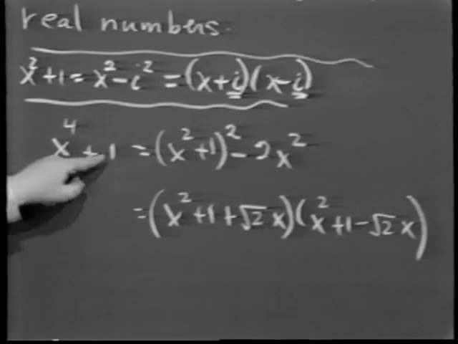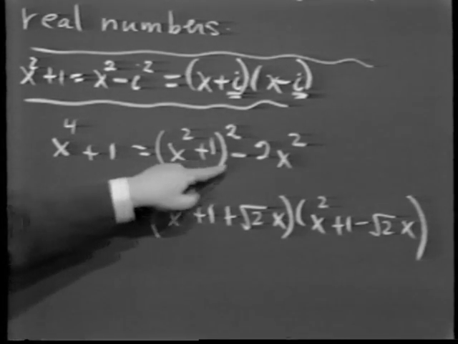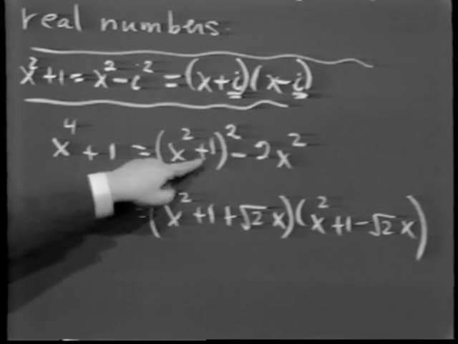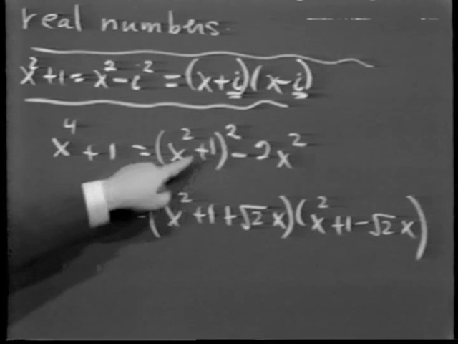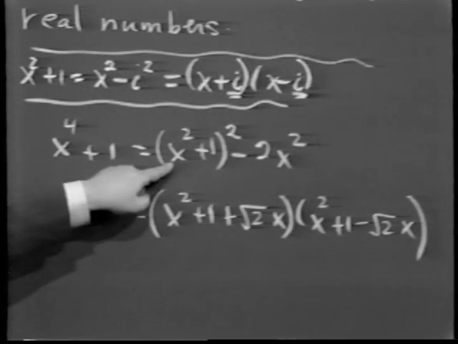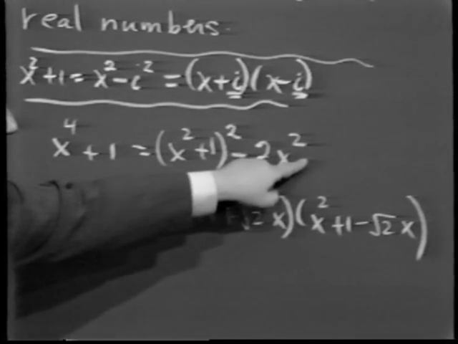For example, with x to the 4th plus 1, we can write this in the disguised form x squared plus 1 squared. So that's what? x to the 4th plus 1. But there's a middle term here of 2x squared, so I subtract off the 2x squared.